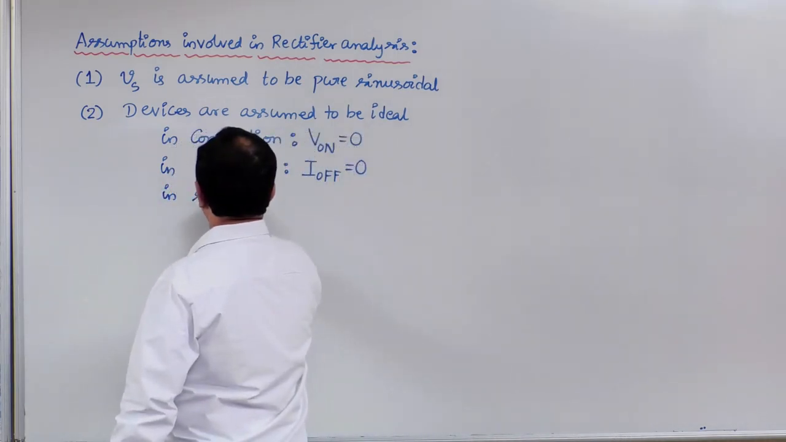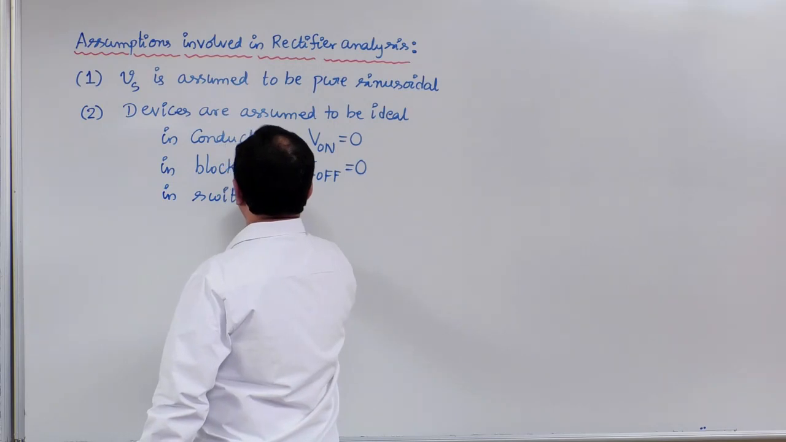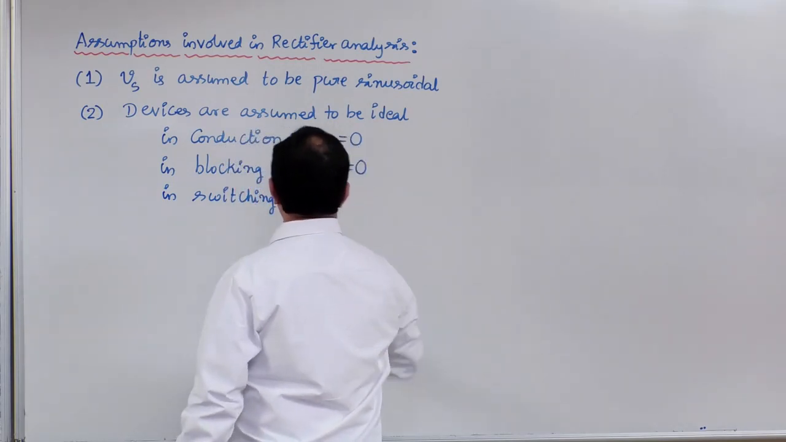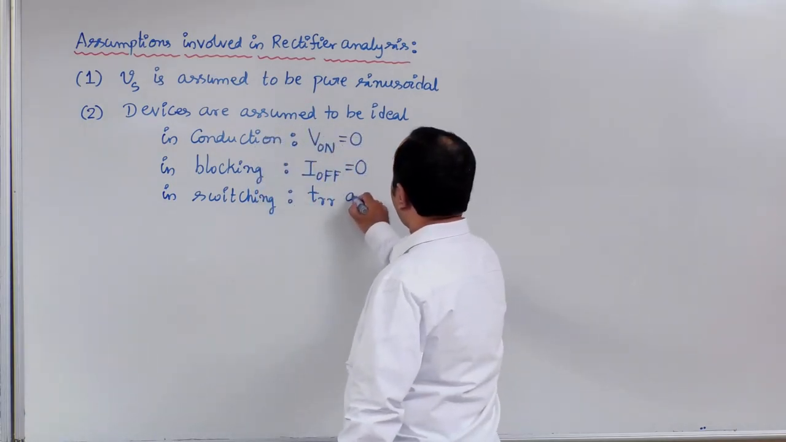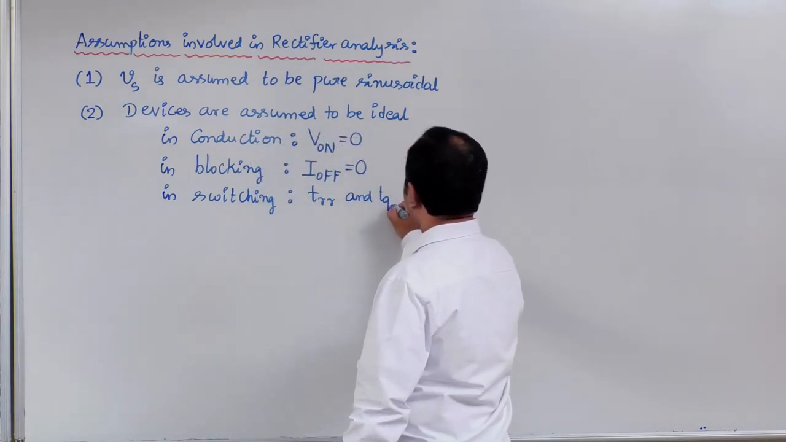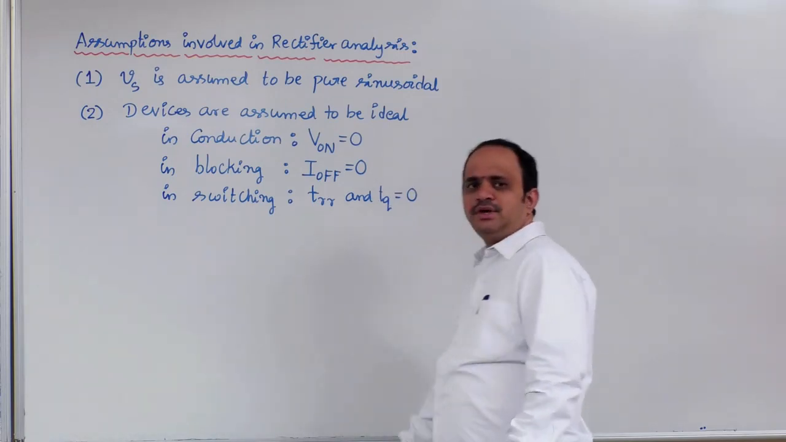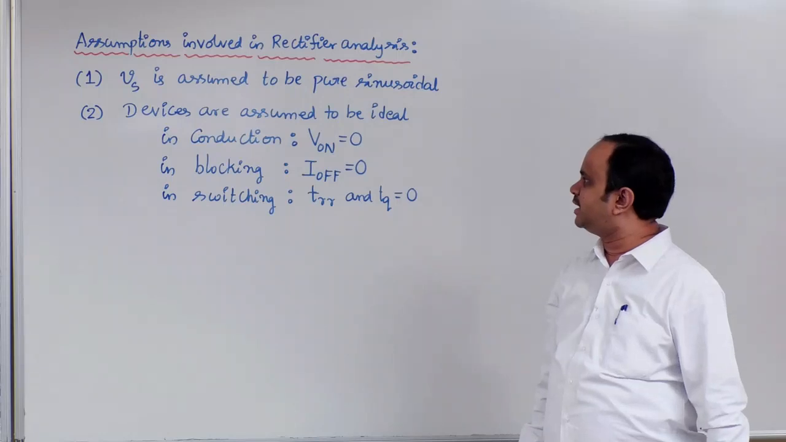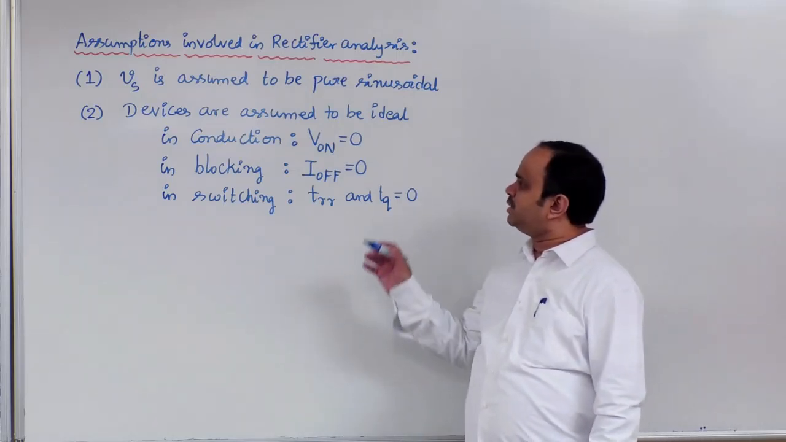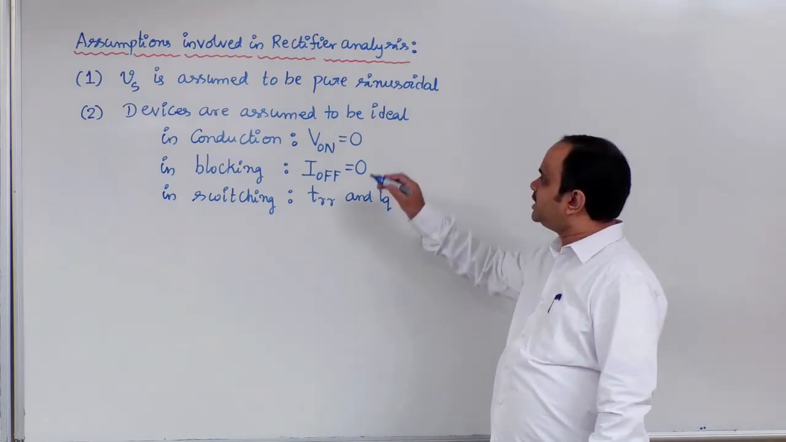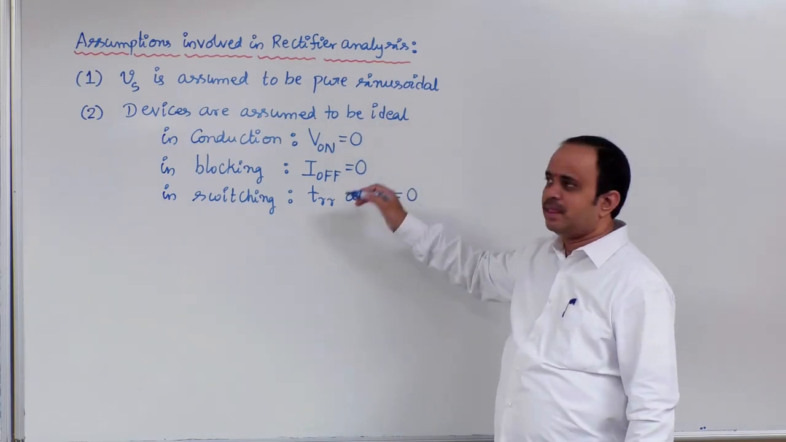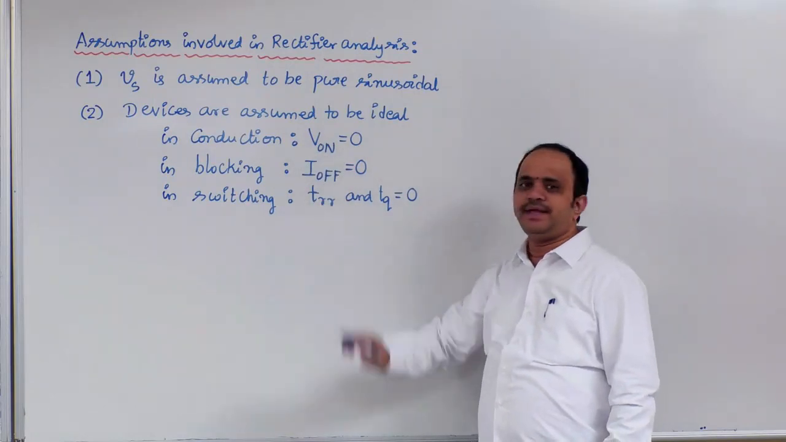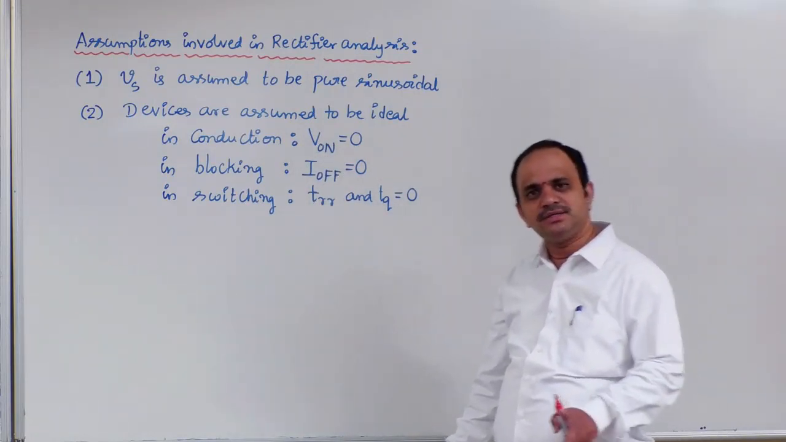In switching, the recovery times, TRR in case of diodes and TQ in case of thyristors, will be assumed to be 0. Switching times we basically neglect. But coming to the practical scenario, devices will have these non-idealities. For our analysis to be simplified, these non-idealities will be treated as 0.